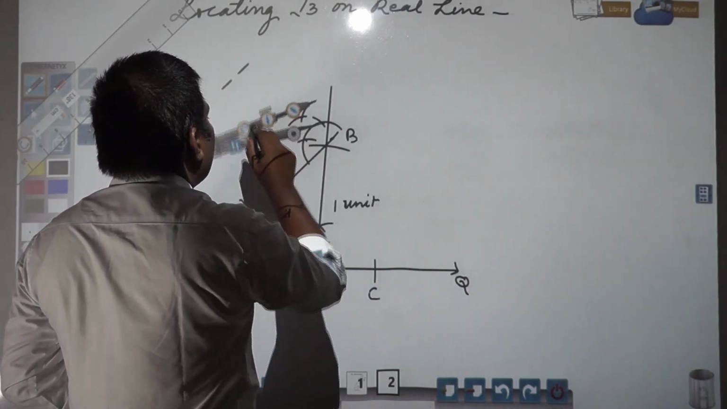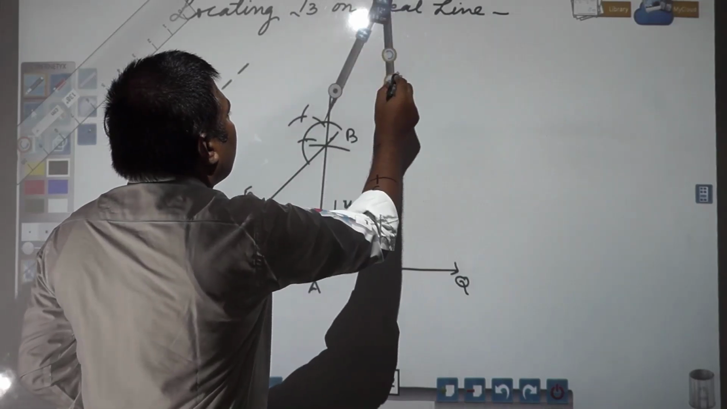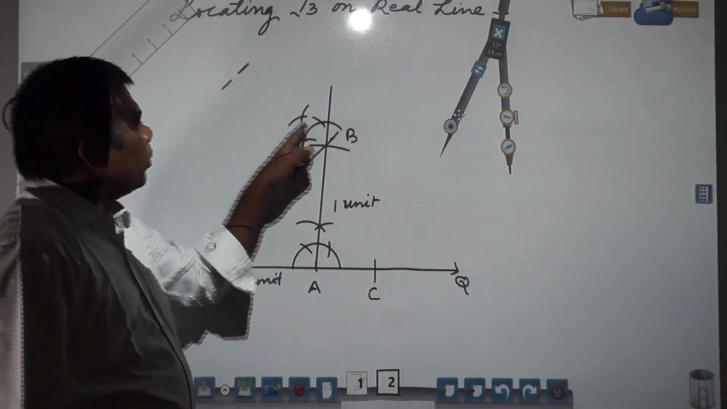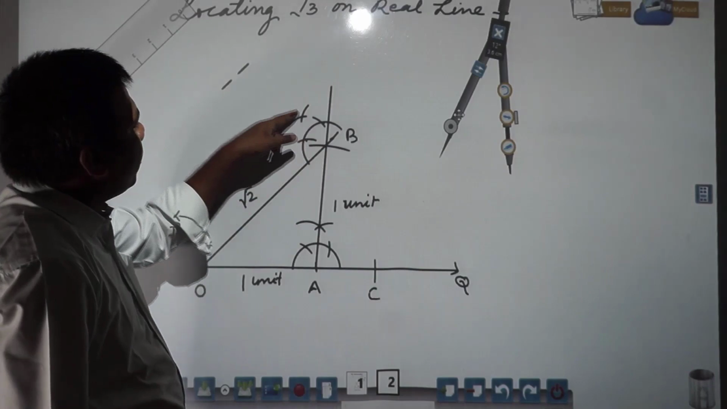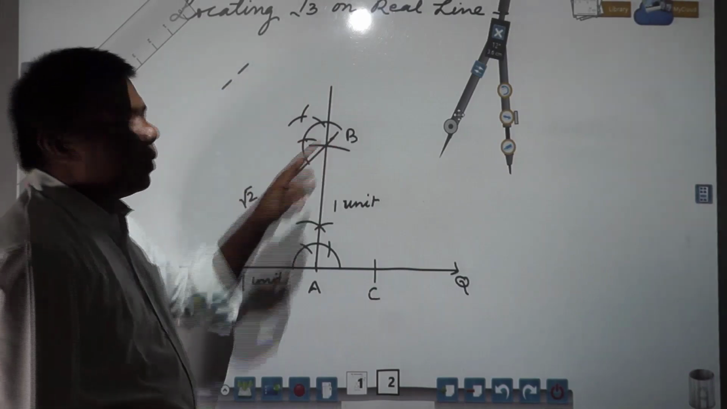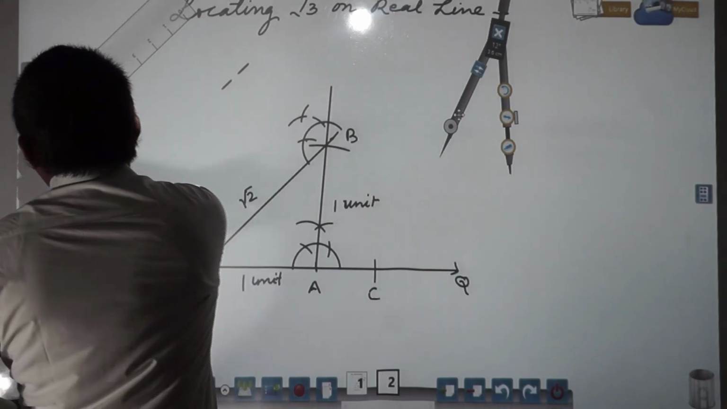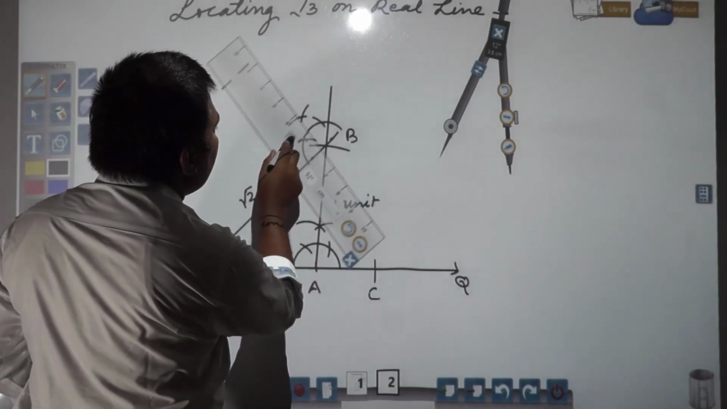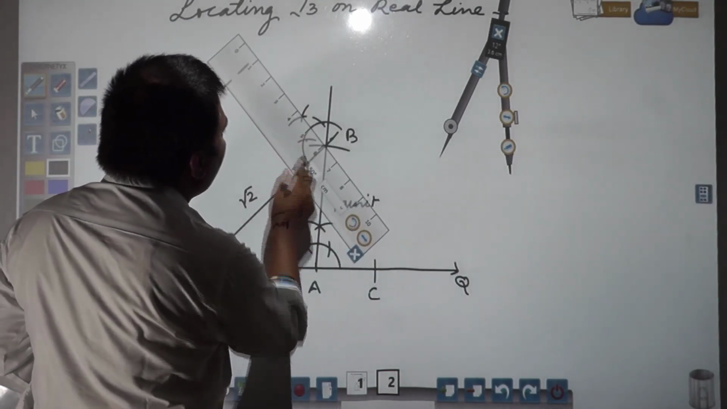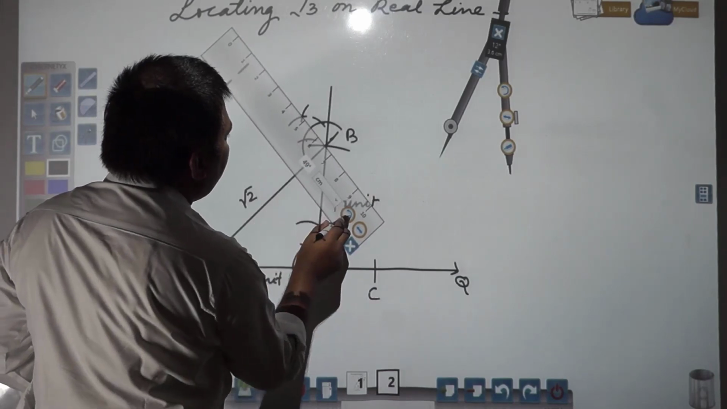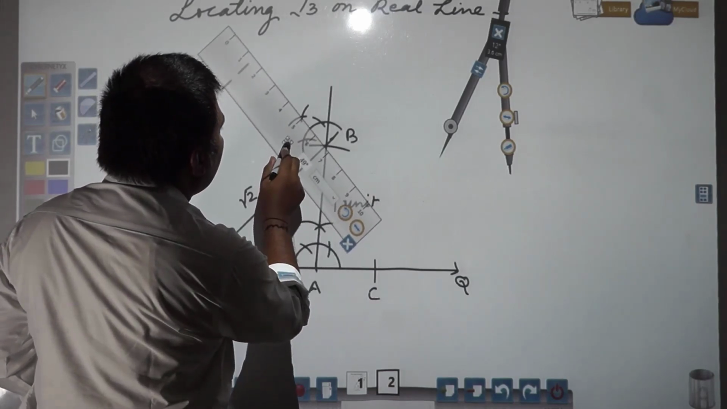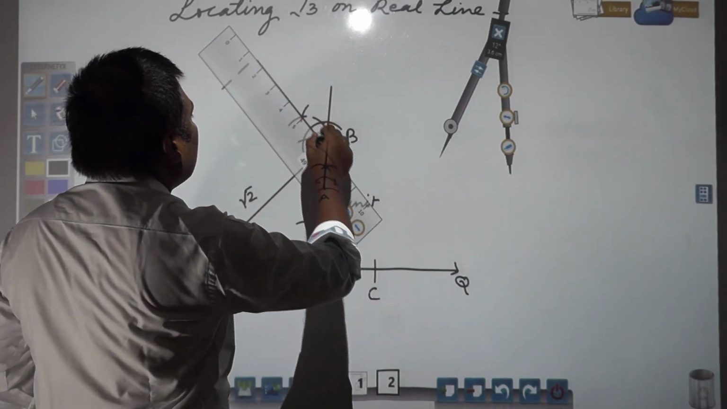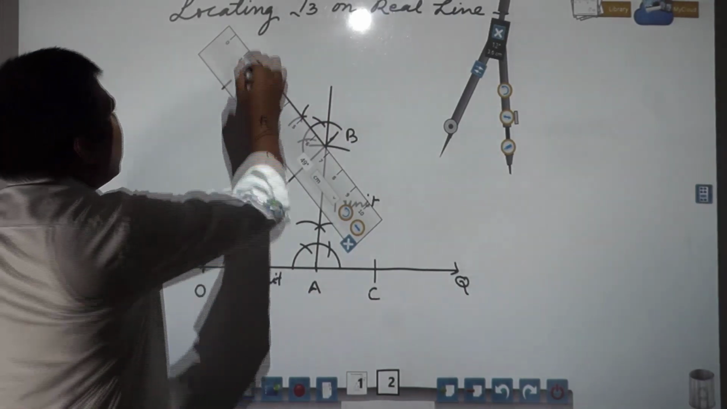Now here you see this intersection point what you have got. If you are joining this point to point B, this will be perpendicular on OB. So this you join. These 2 points you join with the help of your ruler like this. This has been joined.